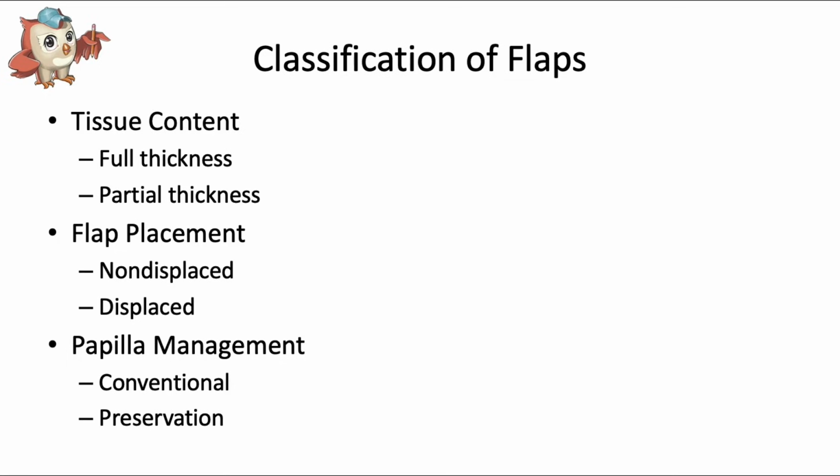So first, I'm going to break down the different categories of flaps. We can first classify them based on the amount of tissue content contained within the flap that's raised, either full thickness or partial thickness. We can also classify them based on final placement of the flap, either non-displaced or displaced. And finally, we can classify them based on papilla management, either conventional or preservation. So let's dive into each of these categories a little bit more in depth.